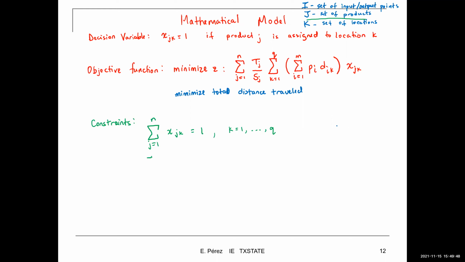So what this is saying is only one product type j can be stored in each storage location.